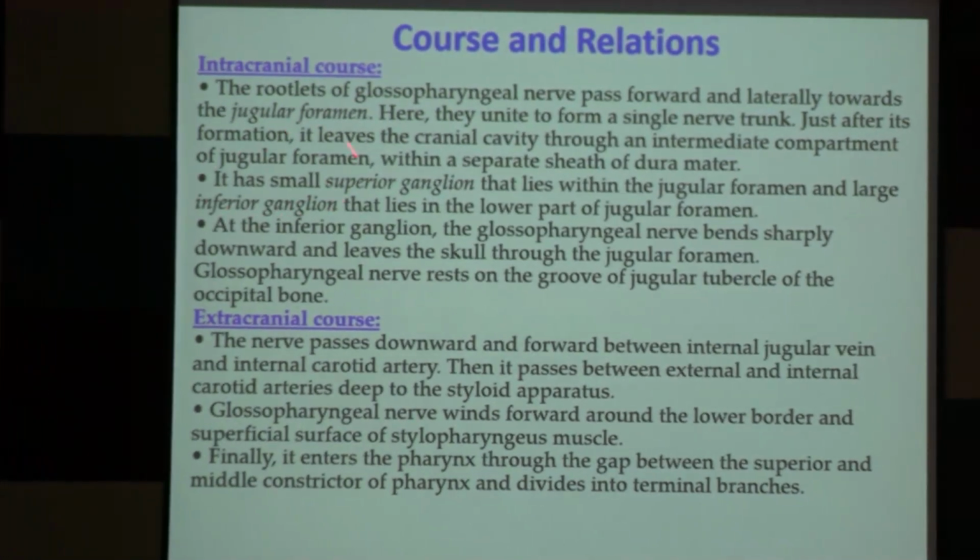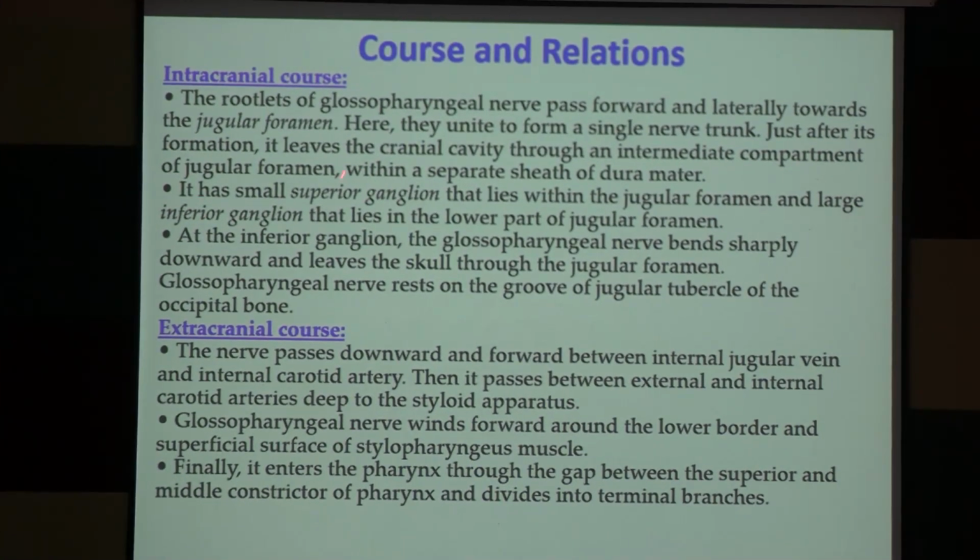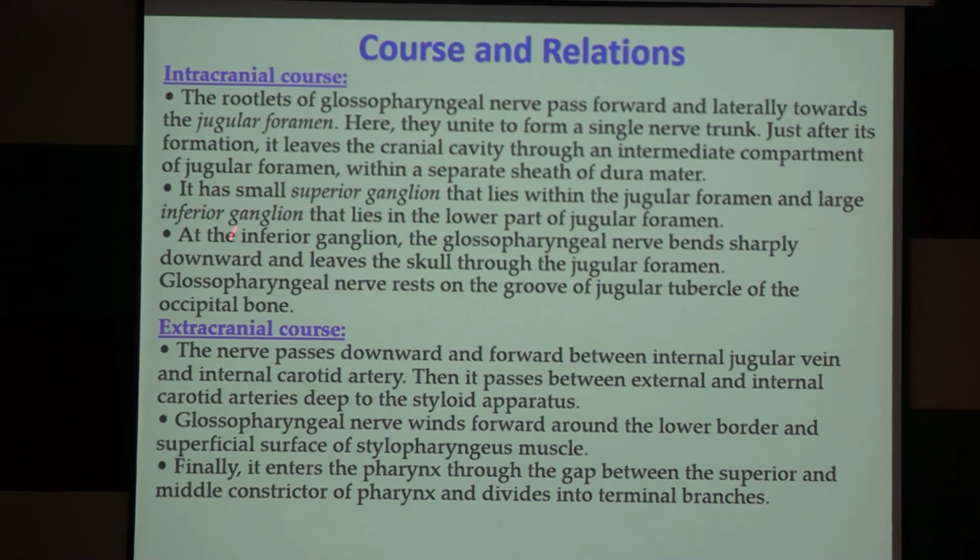and just after its formation leaves the cranial cavity through an intermediate compartment of the jugular foramen within a separate sheath of dura mater. Okay, and it has a small superior ganglion that lies within the jugular foramen and a large inferior ganglion that lies in the lower part of the jugular foramen.